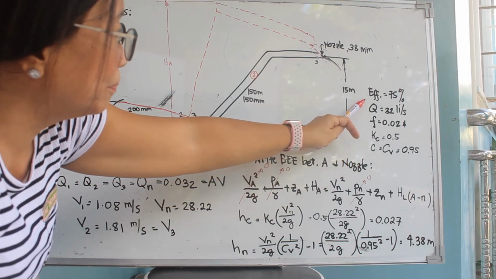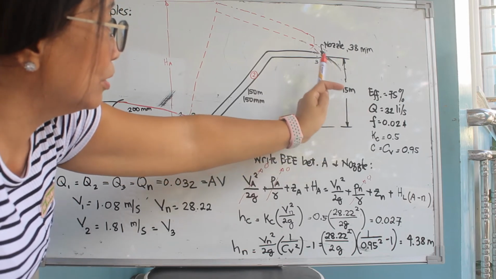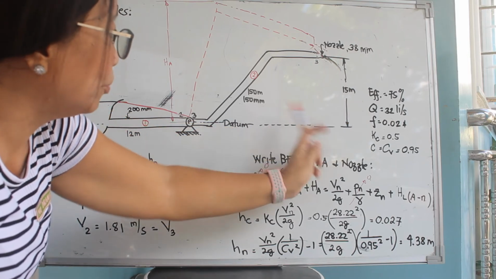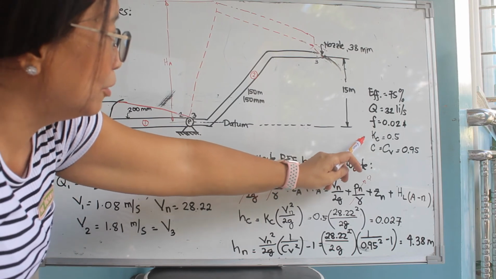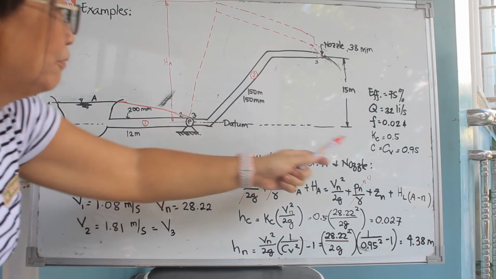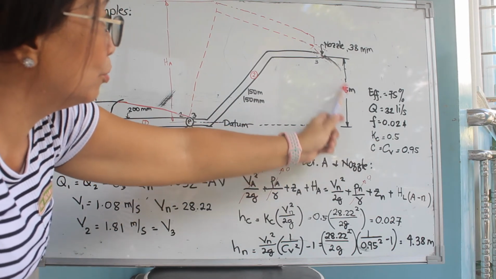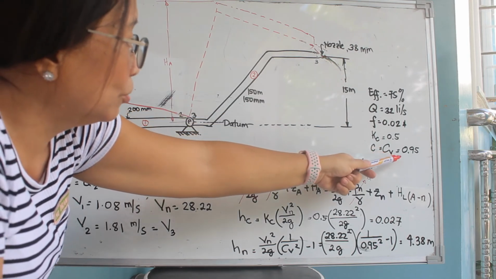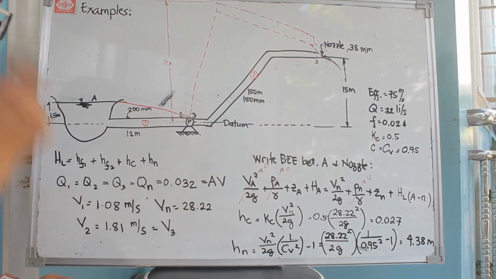efficiency of the pump that will be used is 75%. The discharge, yung discharge through the nozzle is 32 liters per second. The pipe will have a friction factor of 0.024. The coefficient of contraction, kasi nag-contract siya from 200 to 150, is 0.5. The coefficient of velocity, which we are going to use for the head loss due to the change in velocity, is 0.95 through the nozzle.